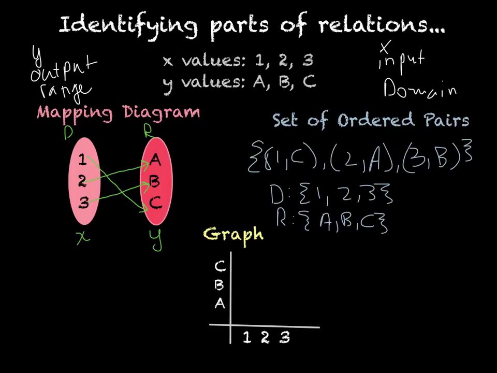Or we could even graph these as points. If we were to graph these as points, for the point (1, c), we go over to 1 on the x-axis, and then up to c on our y-axis, and then put a point. And then it's just a point on a graph. And then we have (2, a), and then (3, b). So those would be the points if we actually graphed them. Obviously, generally, we have numbers on our y-axis as well, but this is just a basic example.